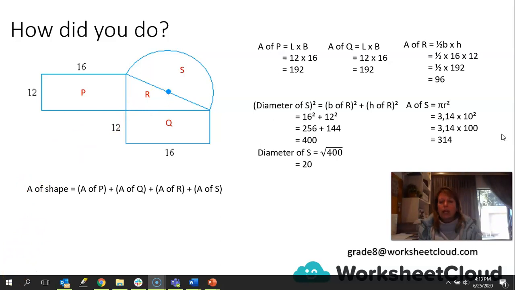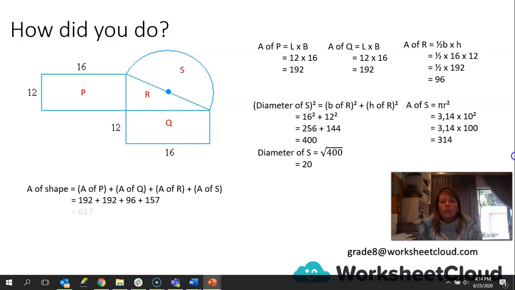Right, let's carry on. So we've got the area of P being 192, the area of Q being 192, the area of R being 96, and we worked out the area of S, but remember this is the whole circle, being 314, and here our area of S is going to have to be half of that. So we would then have to go 192 from there, plus 192 from there, plus our 96 from this area, plus 157 because it's half of this. Don't forget to halve it because it's only the semicircle that we need the area for.